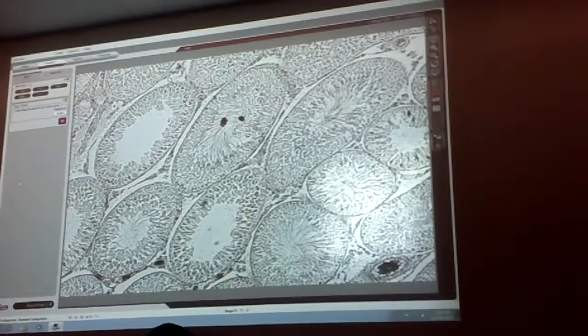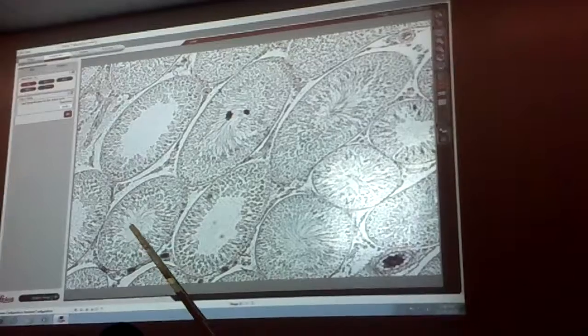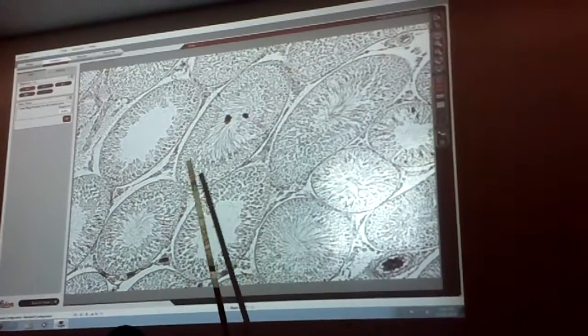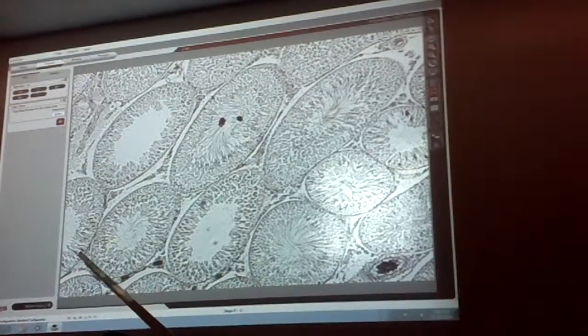So again, what the hint page said was that there were spermatozoa. These are all spermatozoa in different developmental stages inside the seminiferous tubules. The whole circle is a seminiferous tubule. What's in between these cells are the interstitial cells.